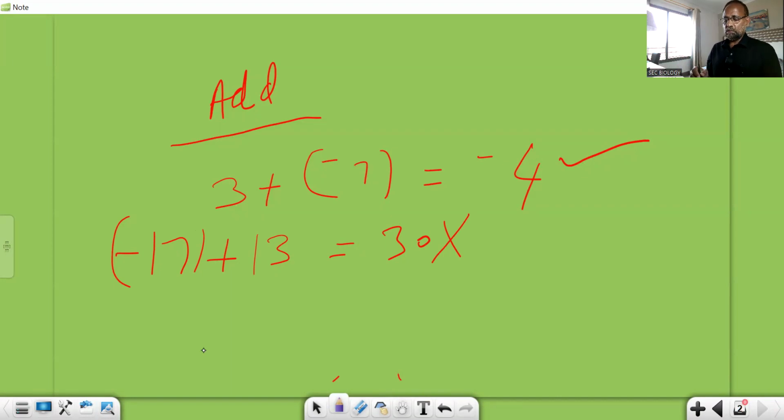That is wrong. Plus is there, but you have to find the difference and put the sign of the big number. What is the difference of 17 and 13? It is simple only. 17 minus 13, that means 4. What is the sign of the big number? Absolute value, minus 17. So the answer is minus 4.